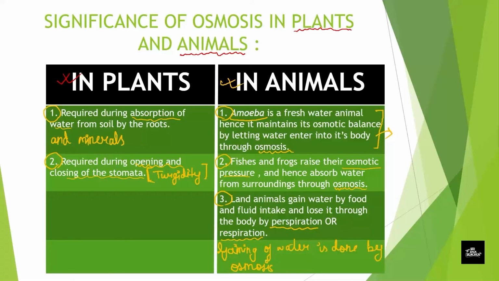Okay, I just made a mistake here. I'm sorry. It's not gaining of water. Water is lost through perspiration or respiration. Perspiration or respiration involves osmosis here. Perspiration, because it is coming out of the skin cells, is passing the semi-permeable membranes of the cells. Hence osmosis is taking place. That's why these two processes involve osmosis for the removal of water. Those were all about the significance of osmosis in plants and animals.